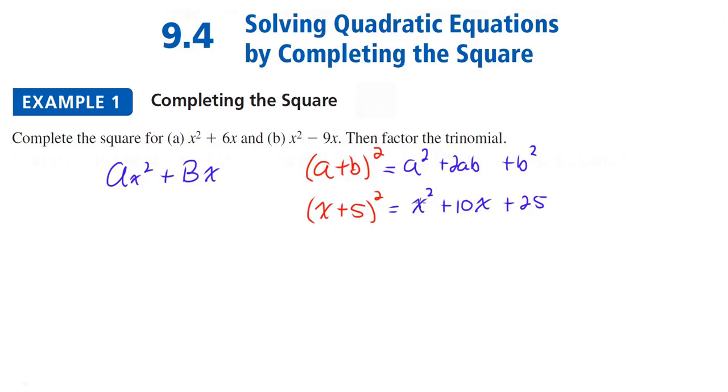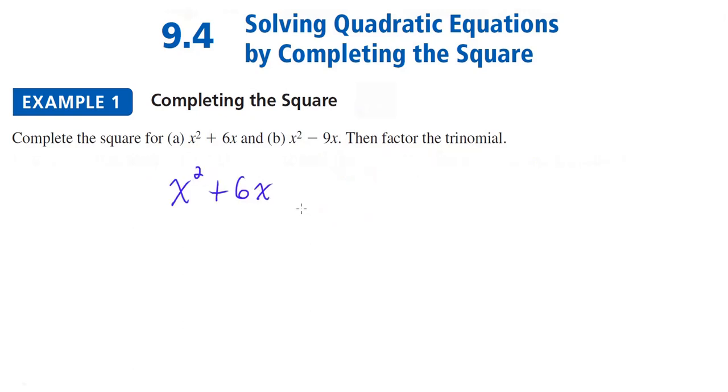So this here, x squared plus 10x plus 25, is called a perfect square trinomial because it comes from this binomial squared, this binomial multiplied by itself. All right, so now let's learn the steps for completing the square using example A, x squared plus 6x. Remember, what we want to do is add a c value here that is going to make this into a perfect square trinomial. And the way we do this is very simple.